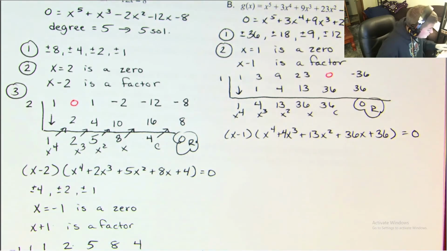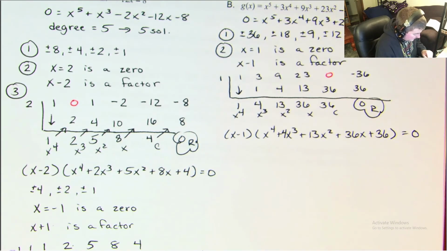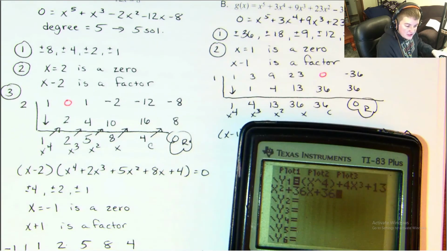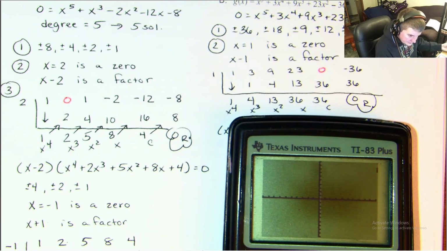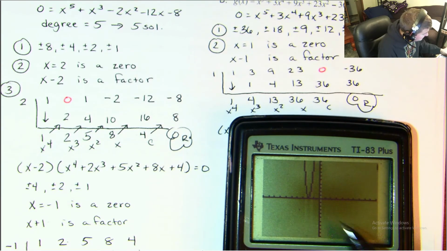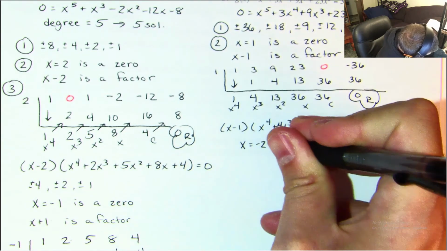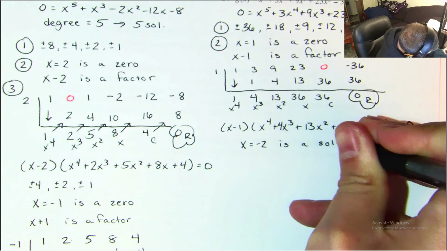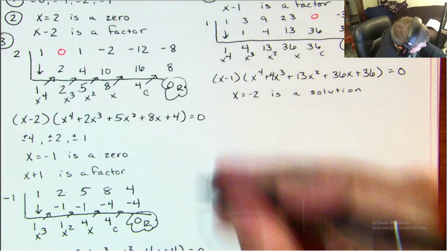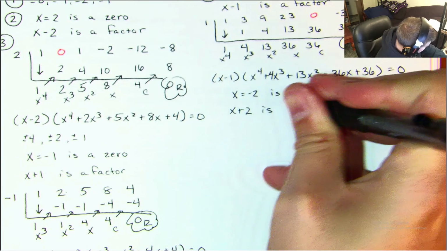So now what we need to do is reevaluate this and see how it can be factored. Okay, so I'm going to type that into the calculator. X to the 4th plus 4x cubed plus 13x squared plus 36x plus 36. I'm going to hit graph. Okay, and this time it looks like it's crossing -2. So I believe that x equals -2 is a solution, which means that I believe that x plus 2 is a factor.